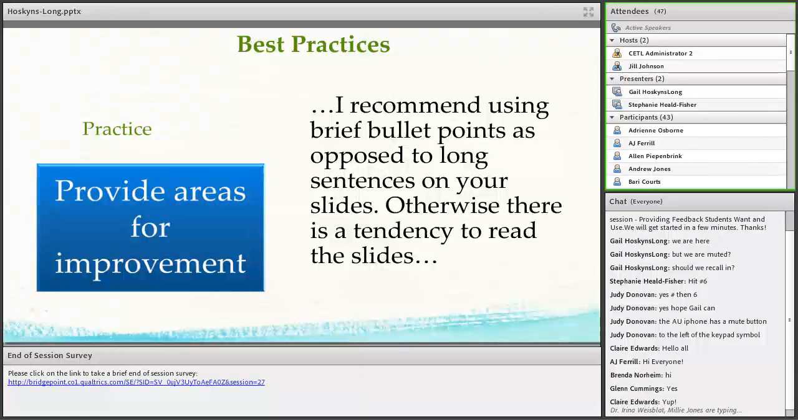Another thing is that constructive criticism needs to be actionable. You can see in this example where the instructor tells the student to use bullet points instead of long sentences when making slides for presentations. This way the student knows what action they need to take to improve.